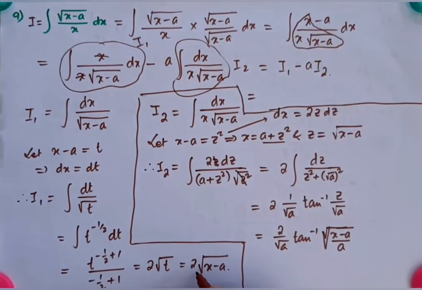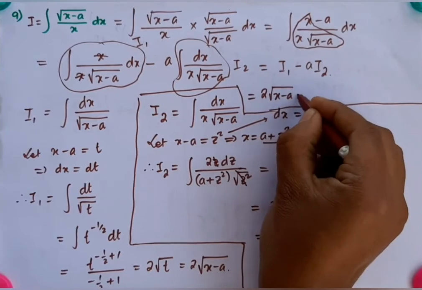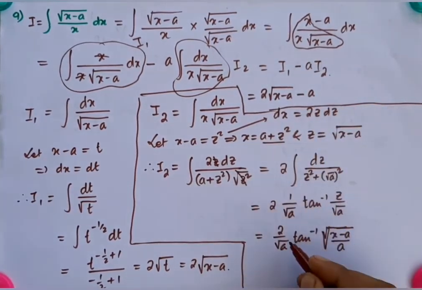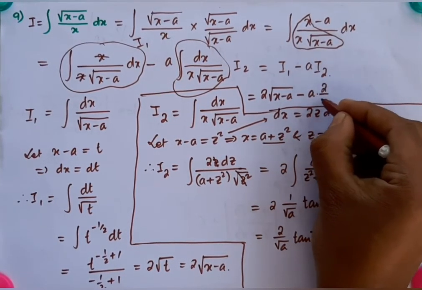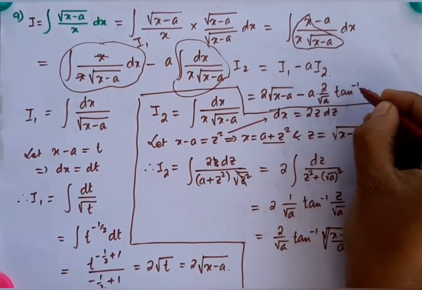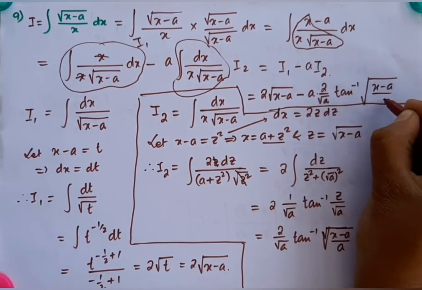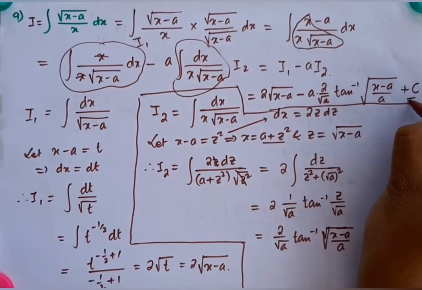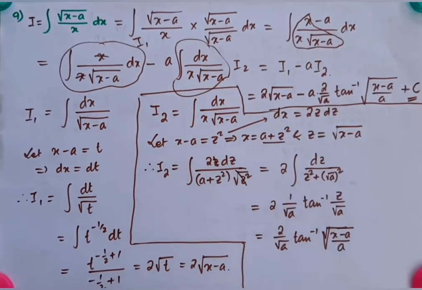So what is I1? I1 is 2 root over x minus a into I2. I2 is this entire quantity, that is 2 by root a tan inverse of square root of x minus a by a, with constant of integration. So this will be my final answer. Okay, so you may pause the video and note it down.